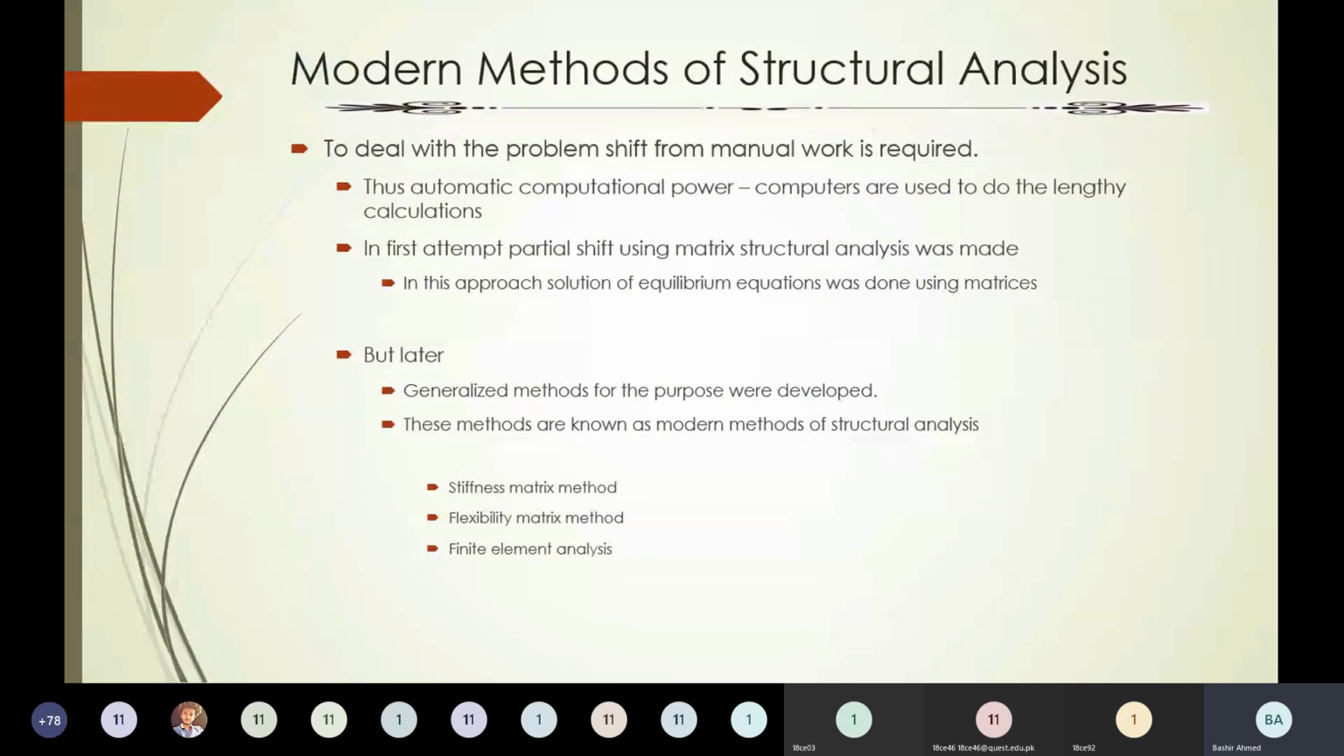Basically, at present, three methods are commonly used. First one is the stiffness matrix method. Second one is the flexibility matrix method. And third one is called finite element analysis or finite element method.